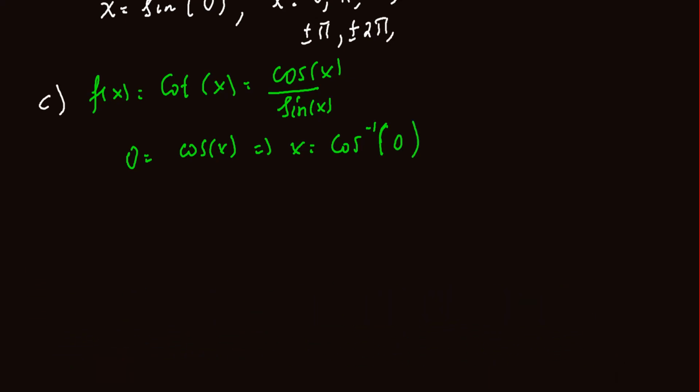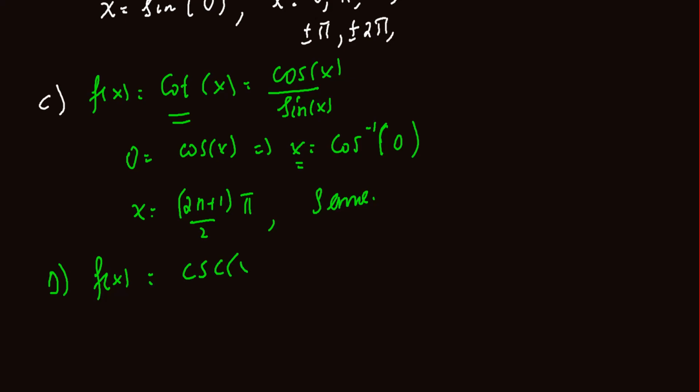So the numbers that make cosine 0 are the x-intercepts. So those numbers are x is equals to odd number divided by 2 times pi. So the x-intercept for the given function and the x-intercepts of cotangent of x are the same. Choice D, the given function f of x is equals to cosecant of x.